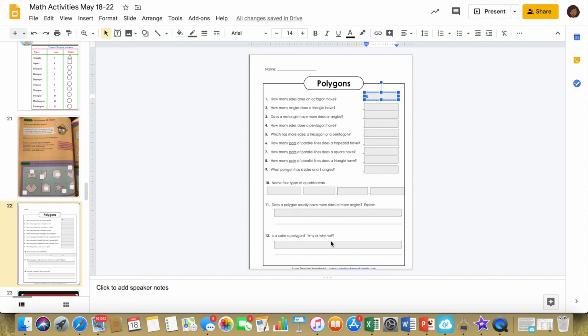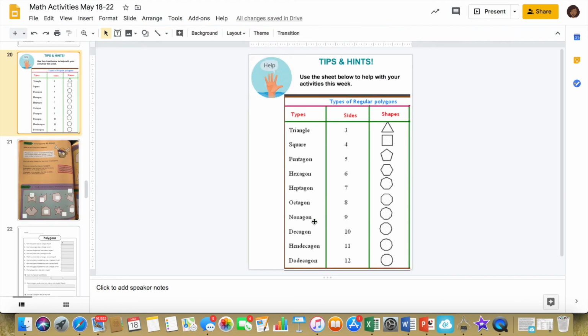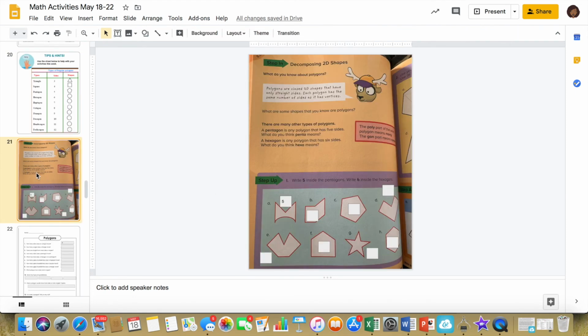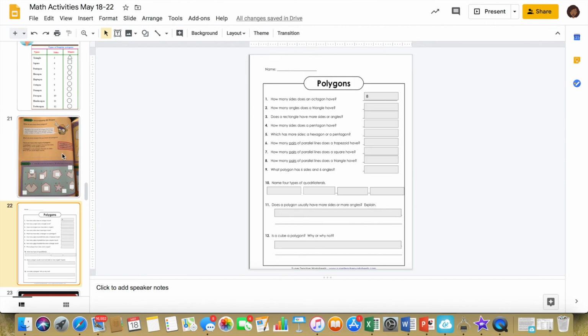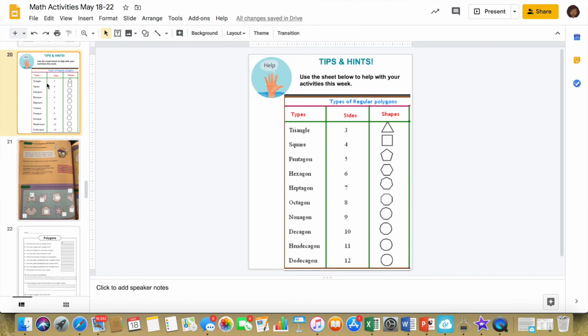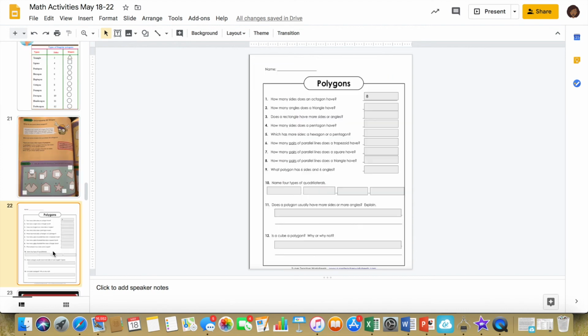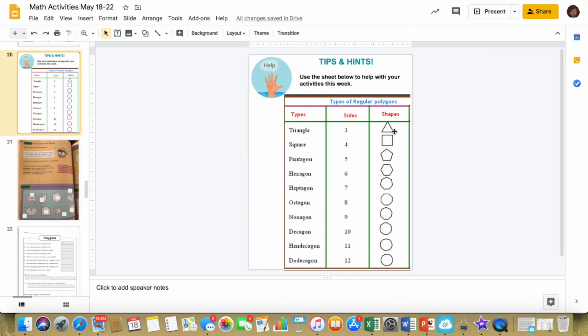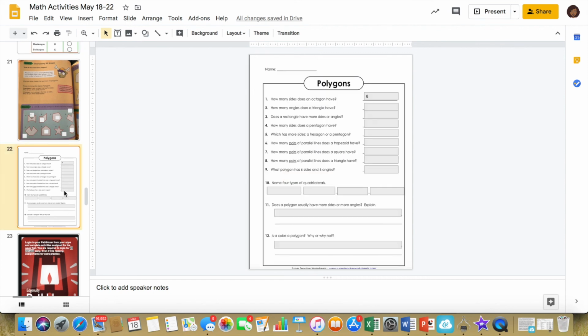Does a polygon usually have more sides or more angles? You need to go back, look at your polygons, and see, do my polygons usually have more sides or more angles? Or do they have the same amount of sides and the same amount of angles? So think about that before you answer. You're going to need to go back and you're going to have to count. Remember, sides are the long lines and angles are what's connecting those lines. So all the little corners are your angles. So I would count all my angles, I would count all my sides, and I would see which one has more, which one has less.